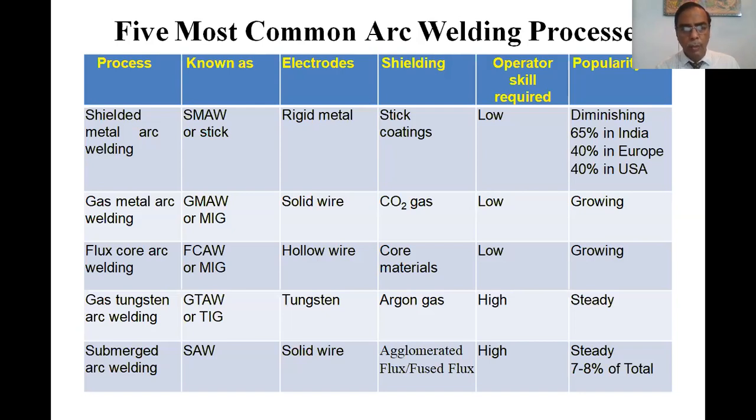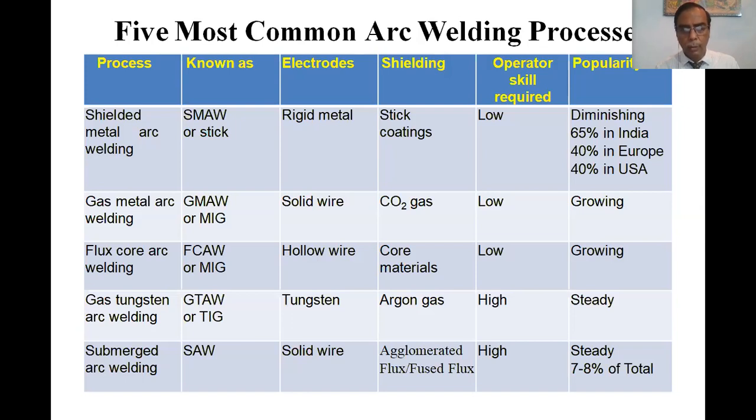Flux core arc welding, FCAW, also MIG welding, uses hollow wire with flux in the core materials. Operator skill required is low. Growing. Gas tungsten arc welding, GTAW or TIG welding. The electrode is tungsten. The shielding gas is argon, and sometimes helium is added. Operator skill required is high, steady.